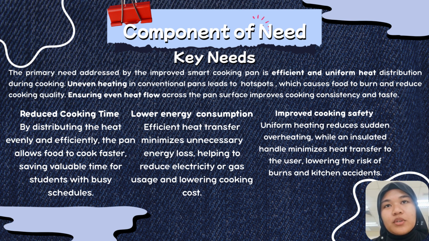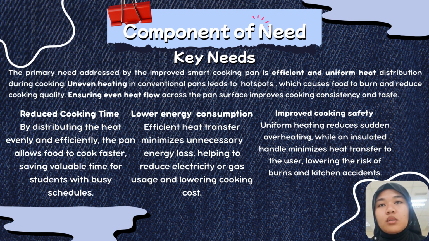The first part is the component of need, key needs. The primary need addressed by the improved smart cooking pan is efficient and uniform heat distribution during cooking. Uneven heating in conventional pans leads to hot spots, which cause food to burn and reduce cooking quality. Ensuring even heat flow across the pan surface improves cooking consistency and taste. Another key need is reduced cooking time. By distributing heat evenly and efficiently, the pan allows food to cook faster, saving valuable time for students with busy schedules.